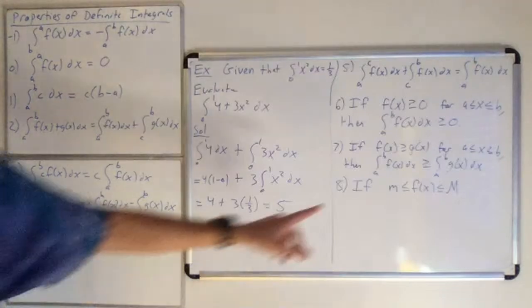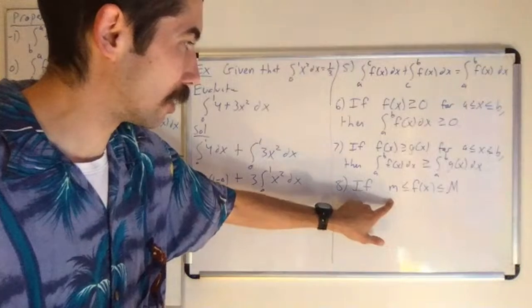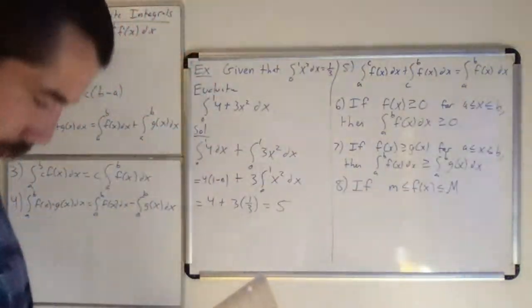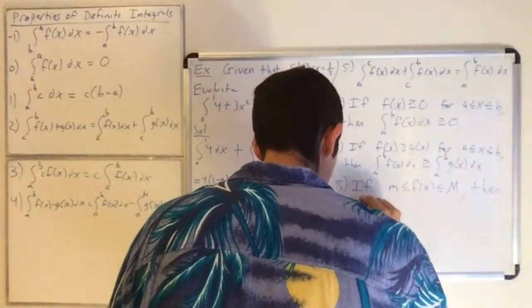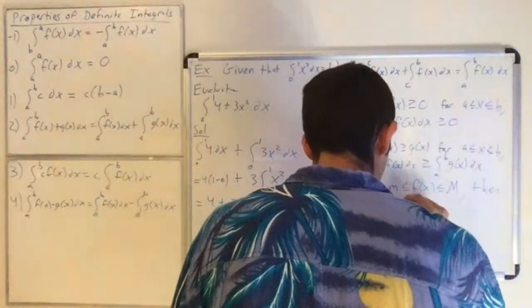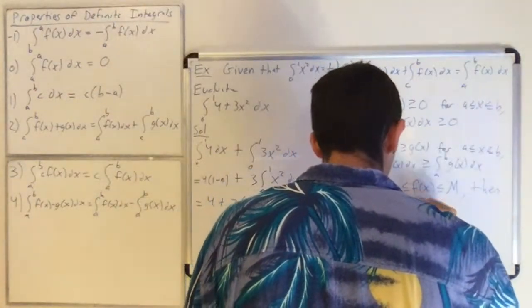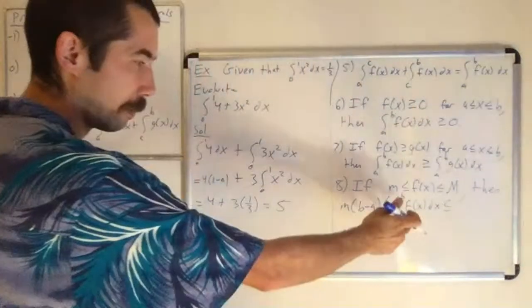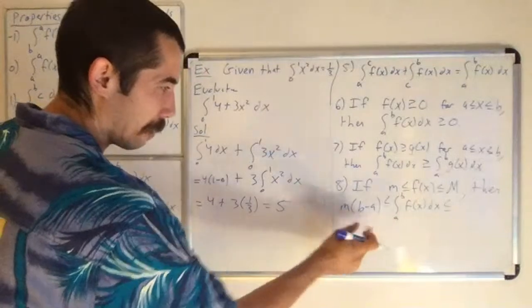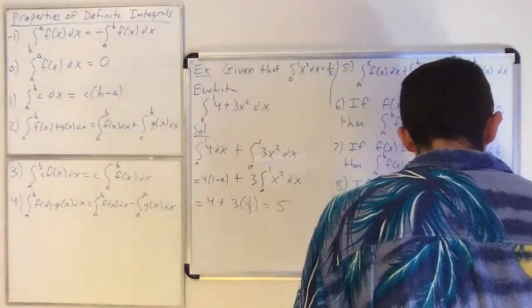If f is bounded below by little m and above by capital M, then the integral of a to b of f of x dx is bounded below by m times the length of the interval and bounded above by capital M times the length of the interval.